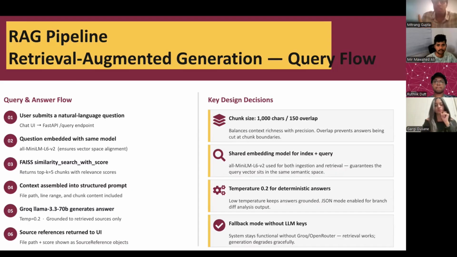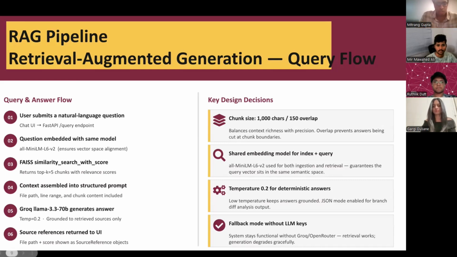The design decisions on the right explain the why. The 150 character overlap prevents context loss, the shared embedding model guarantees semantic alignment, and a low temperature keeps the LLM on task. And we built a fallback mode so that the system stays functional even without an LLM key configured.